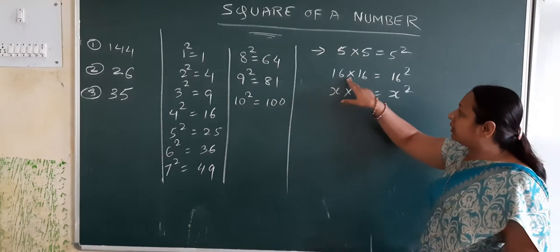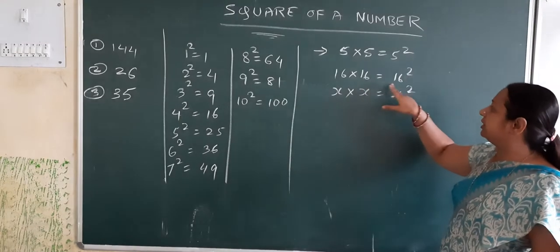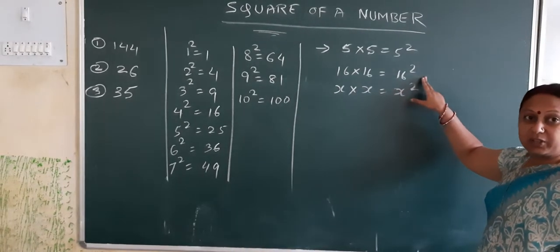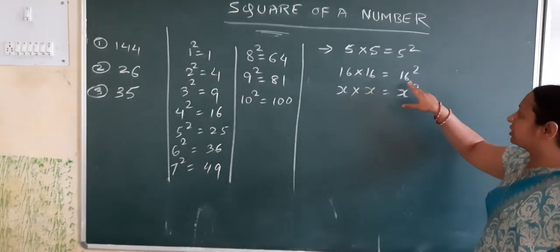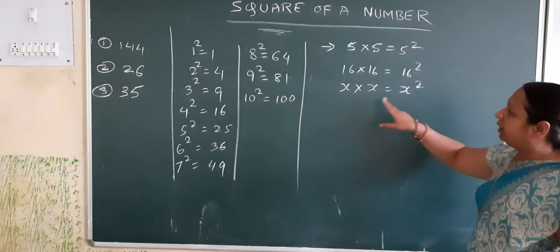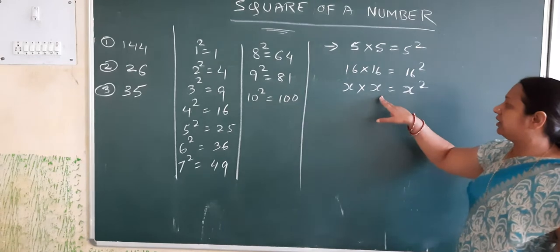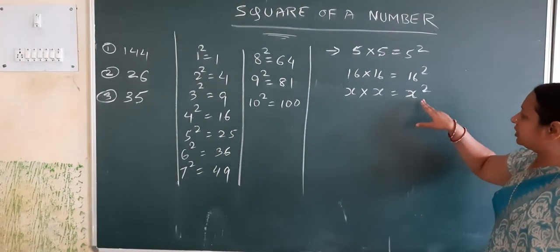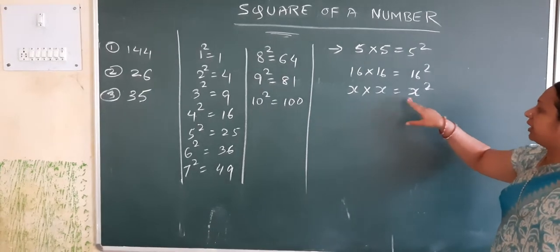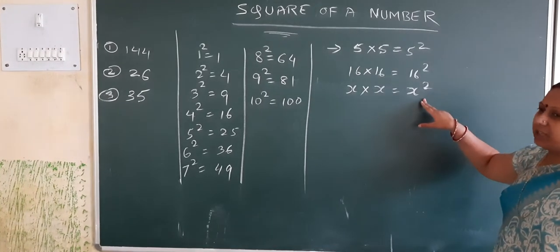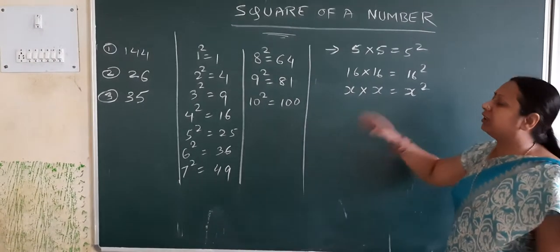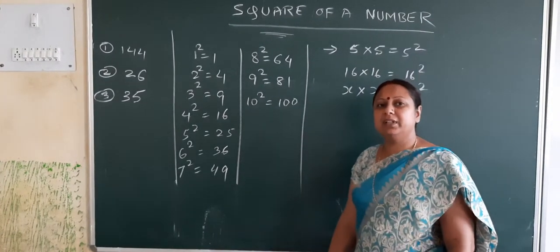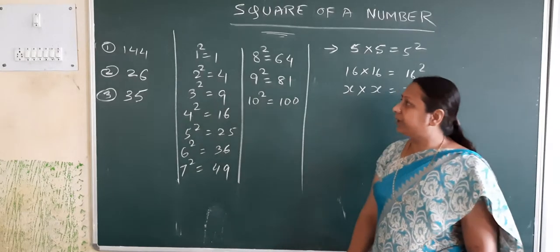When 16 is multiplied by itself, that is the square of 16. In exponential form, it is presented as 16 to the power 2. When x is multiplied by itself, that is x square. So in exponential form, we can write x into x as x square. This is the meaning of square. When a number is multiplied by itself, that is called the square of a number.